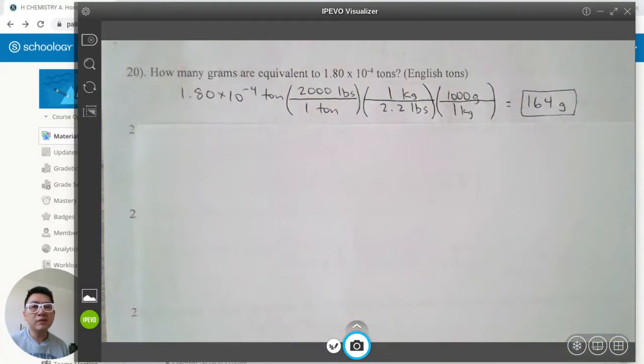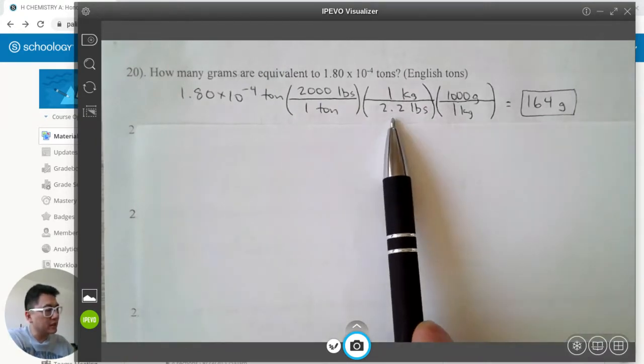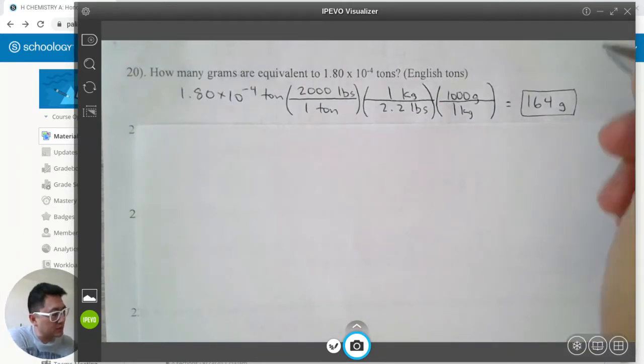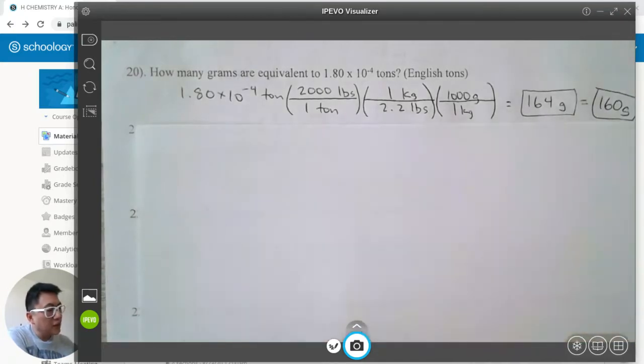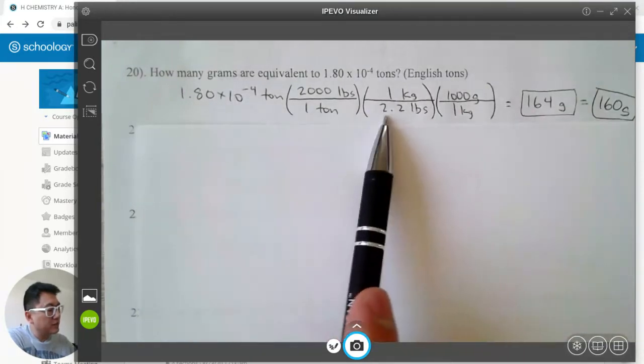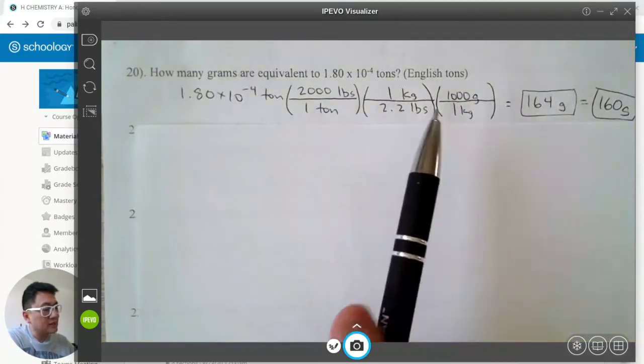Don't worry about sig figs right now for this, though if you want to be technical, that's 2 sig figs technically, so it should probably be 160. Let me just change that to 160 grams to 2 sig figs. But if you saw 3 sig figs from that number, fine, because if you didn't know this definition is not exact, that's okay.